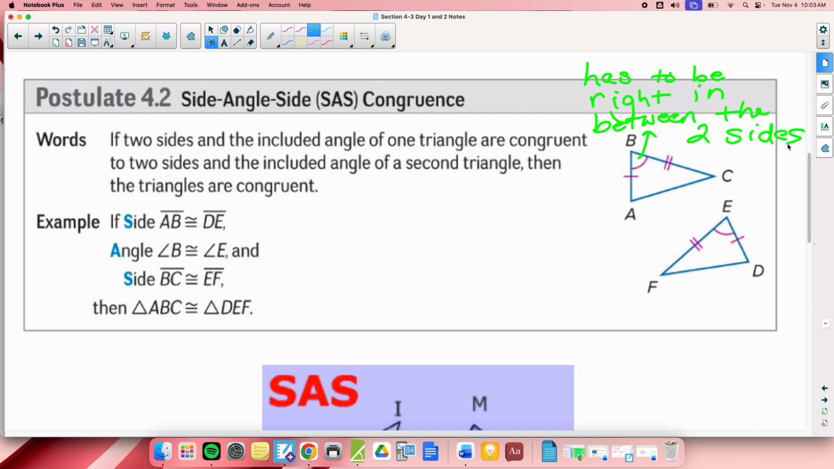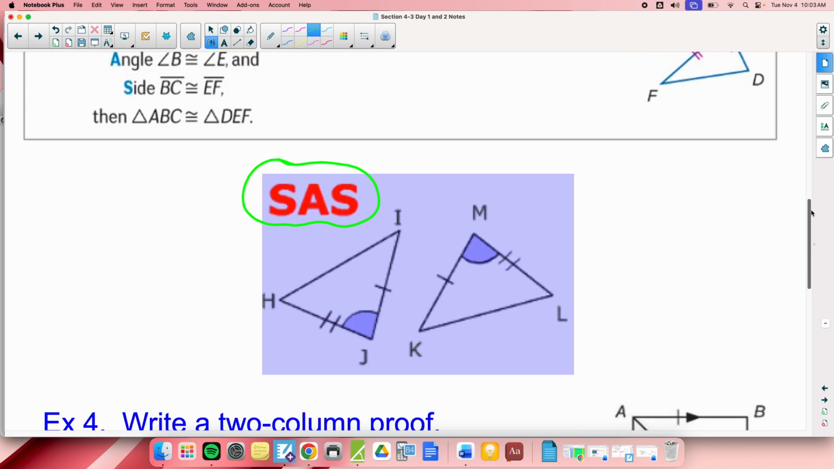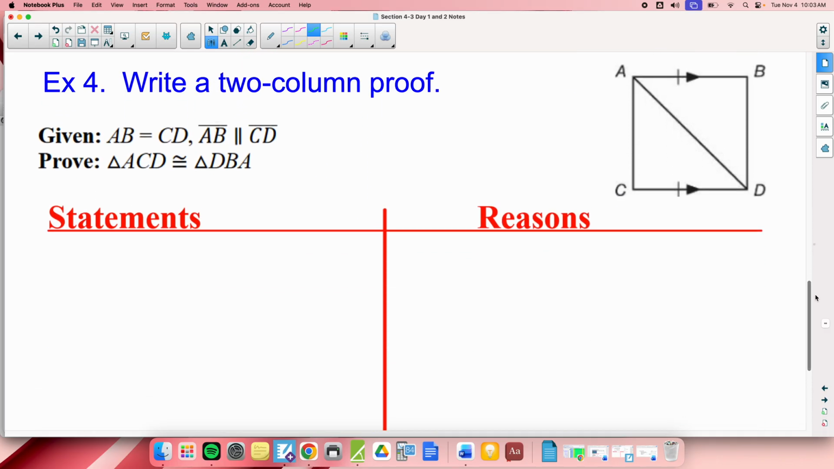If it's not, it's not side, angle, side. Just like this, that angle is right in between my two sides, so that's side, angle, side. And when we abbreviate that, we do SAS for that. Okay, so for today, we know side, side, side, and side, angle, side. Here's another one, side, angle, side. The angle is right in between. So let's look at this proof.